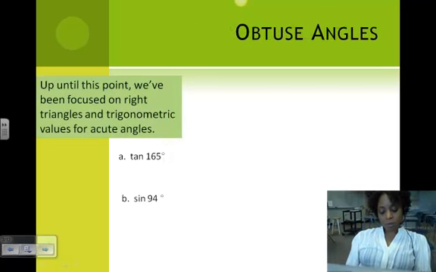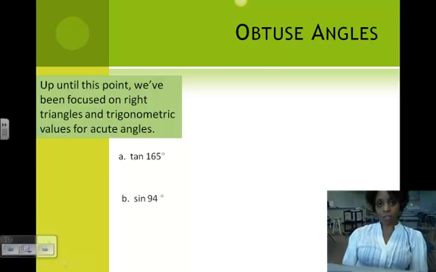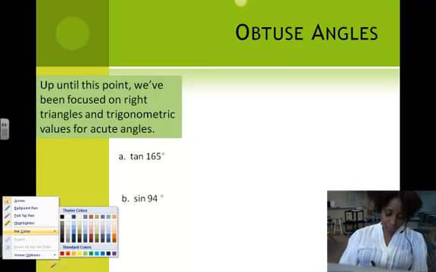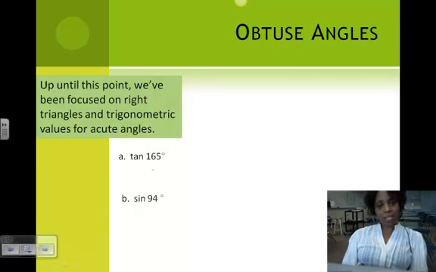Up until this point, what we've done is focus on right triangles, and we've done the trigonometric values of acute angles. What we're going to do now is extend what we were doing with right triangles to any triangle, and therefore we need to be able to find trigonometric values of angles that are more than 90 degrees perhaps. So I want you to just try in your calculator. Your calculator will definitely find these values: the tangent of 165 and the tangent of 94 degrees.